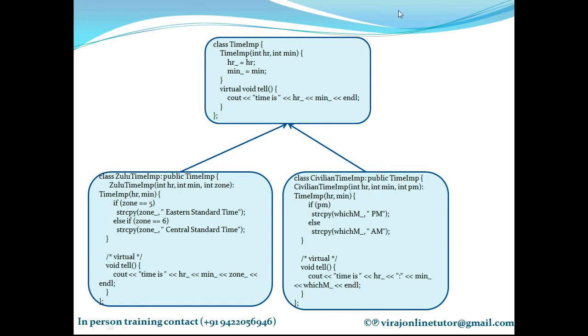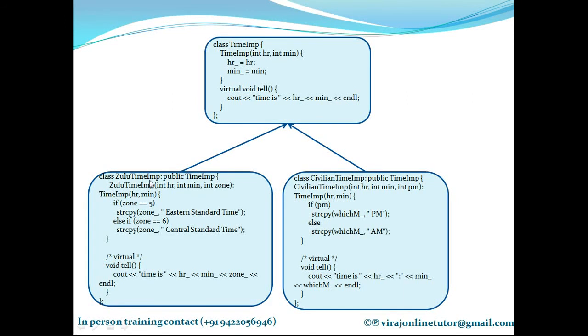So I have a time implementation class which will accept hour and minute and assign it to the data members. Then there is a function called tell which just prints the time on the screen. Simple. In the constructor I am accepting hours and minutes, and here I am printing it on the screen. Very simple. Now this implementation class is a base class. Let's inherit two different concrete implementation classes now.